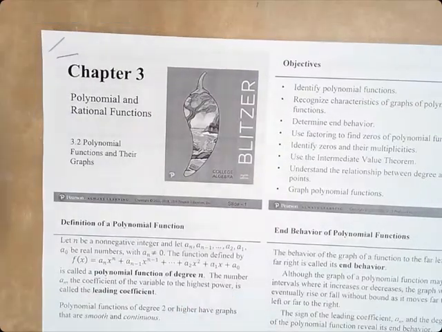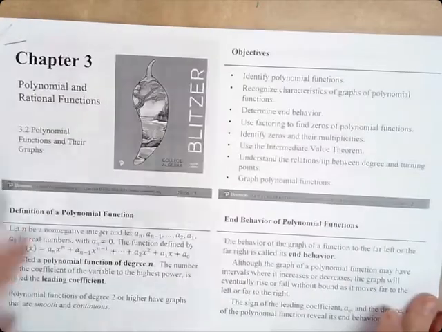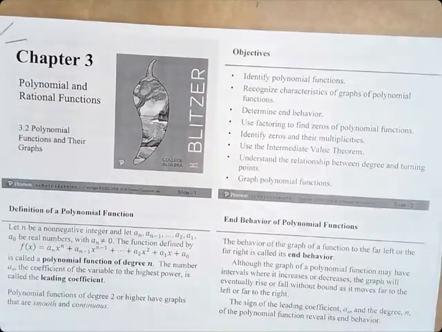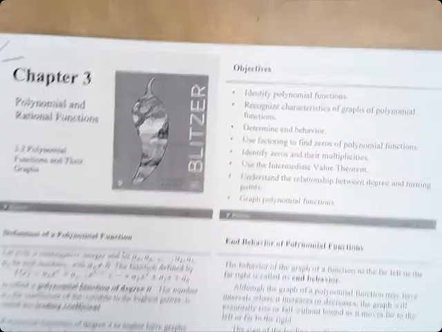Let's look at 3.2. So this is about polynomial functions and their graphs. So here are the objectives. So we are not just using the calculator to look at the graph. We need to identify characteristics such as end behavior, zeros, multiplicities, and then the relationship between degree and turning points. Then we will graph it.